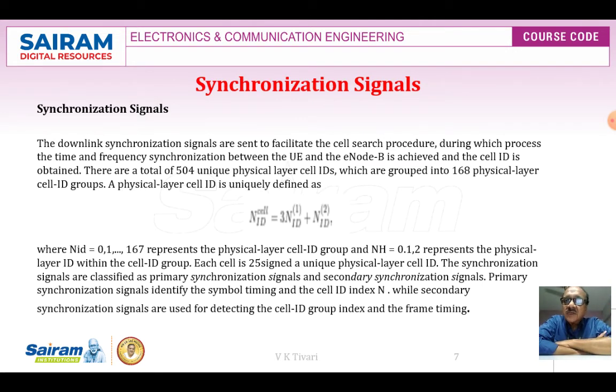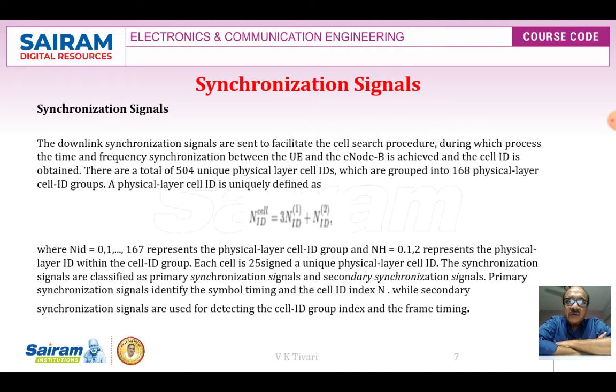Synchronization signals. The downlink synchronization signals are sent to facilitate the cell search procedure, during which time and frequency synchronization between the user equipment and the eNodeB base station is achieved and the cell ID is obtained. There are a total of 504 unique physical layer cell IDs, which are grouped into 168 physical layer cell ID groups, and the physical layer cell ID is uniquely defined, where N_ID(1) equal to 0 to 167 represents the physical layer cell ID group and N_ID(2) equal to 0, 1, 2 represents the physical layer ID within the cell ID group.